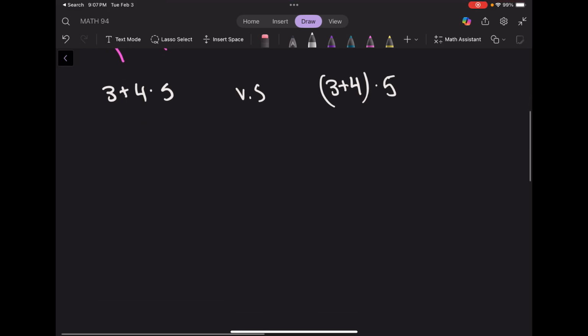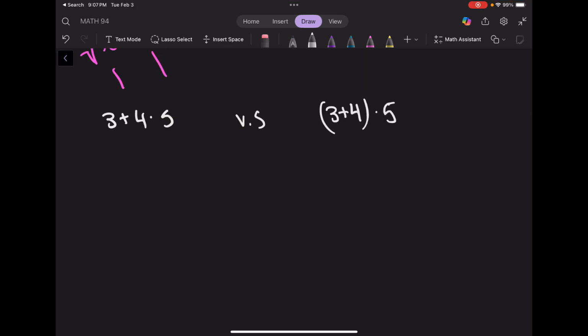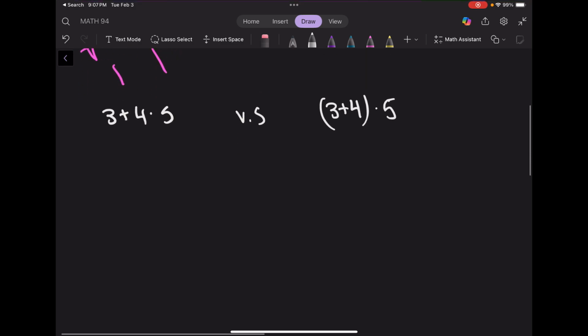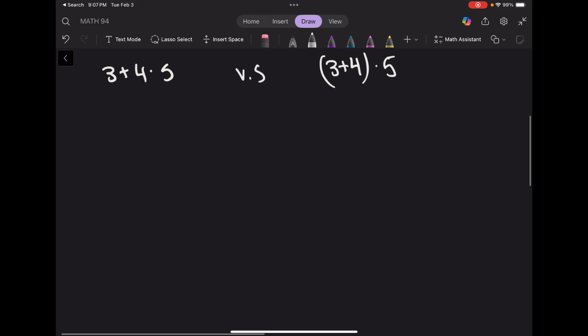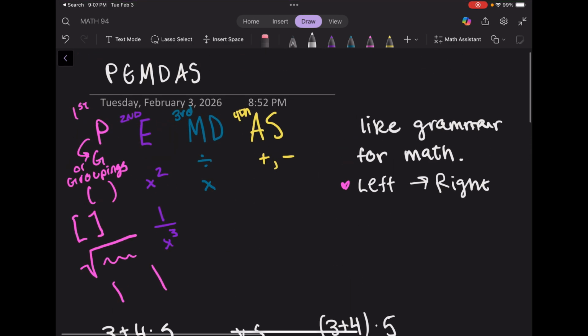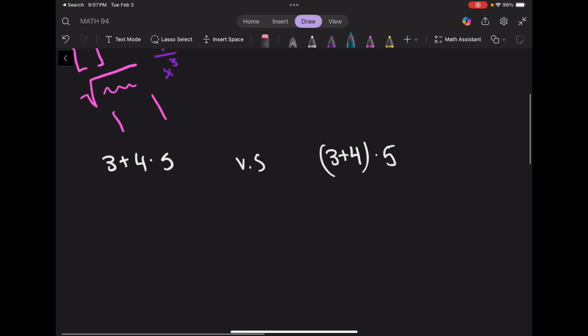So, now that we know some of these rules, I want to do these two expressions, or I want to evaluate these and see what results I get. I'm going to evaluate these and see how different they get. So, by using PEMDAS, multiplication comes before addition and subtraction. So that's what I'm going to do first. So 4 times 5 is 20 plus 3, and then we get 23.